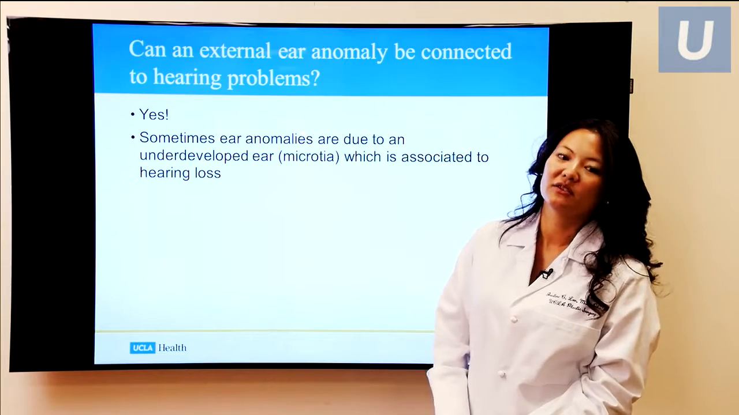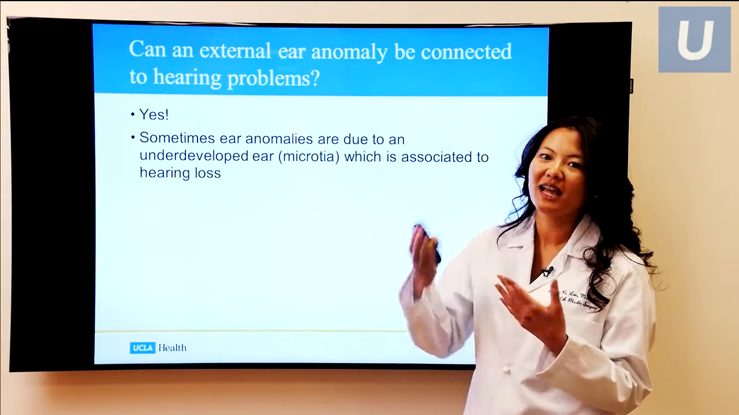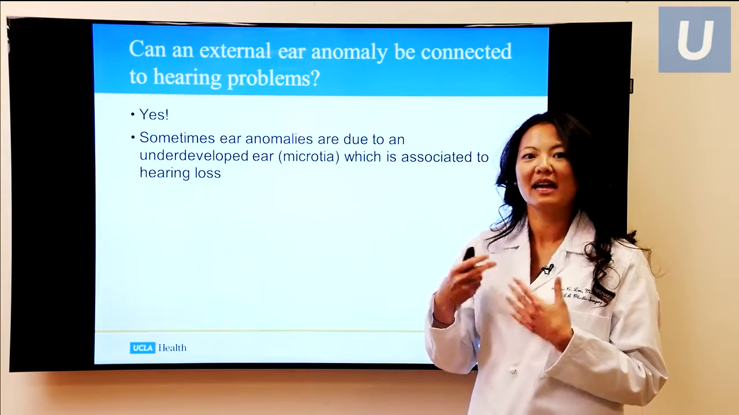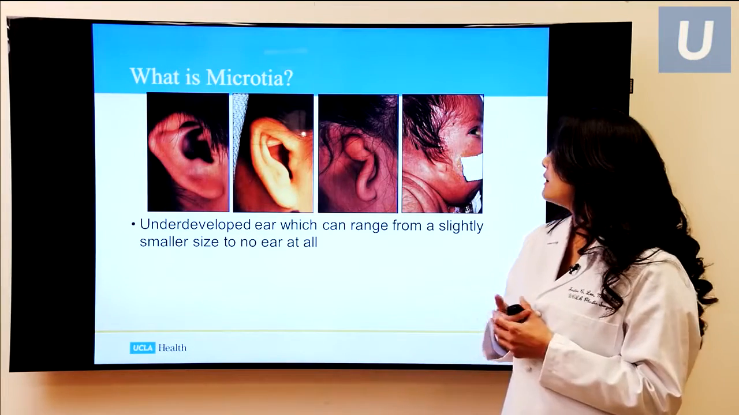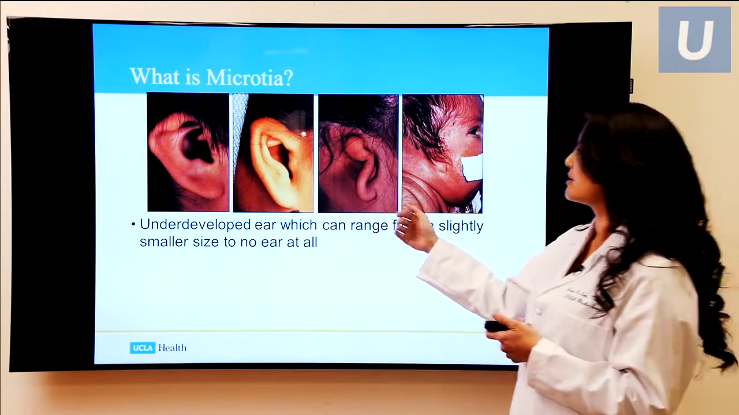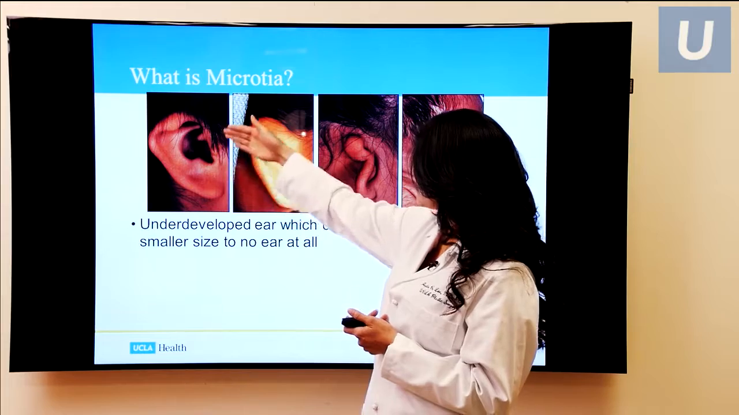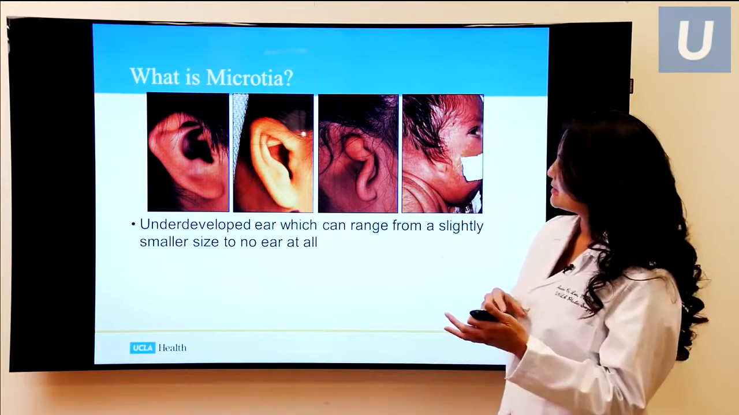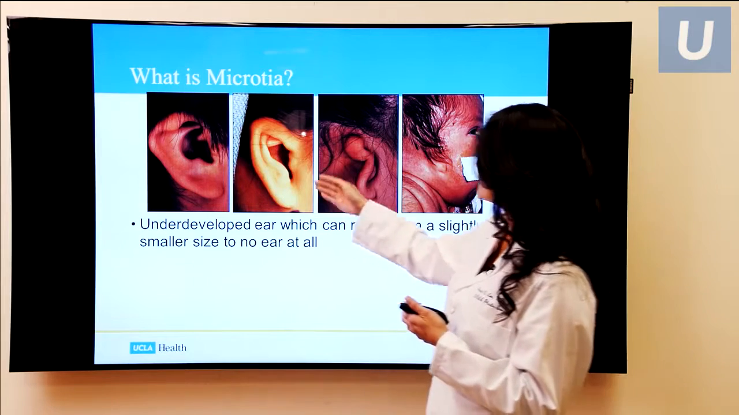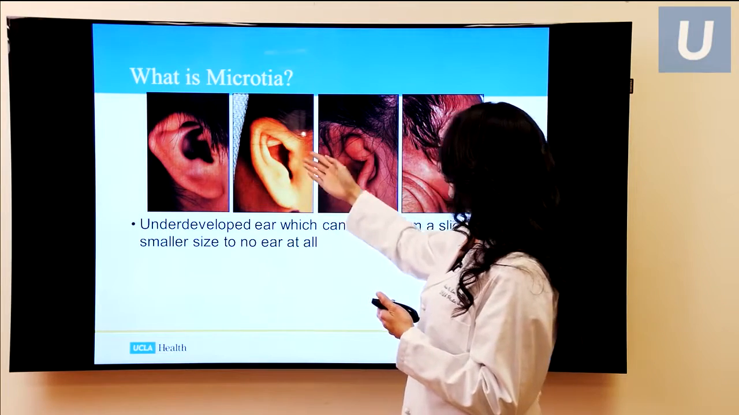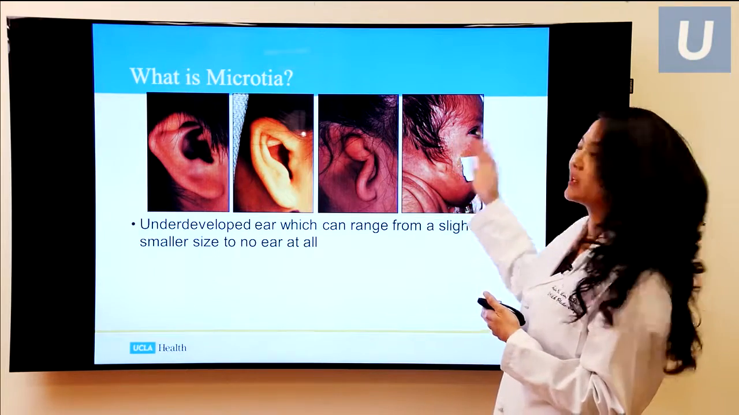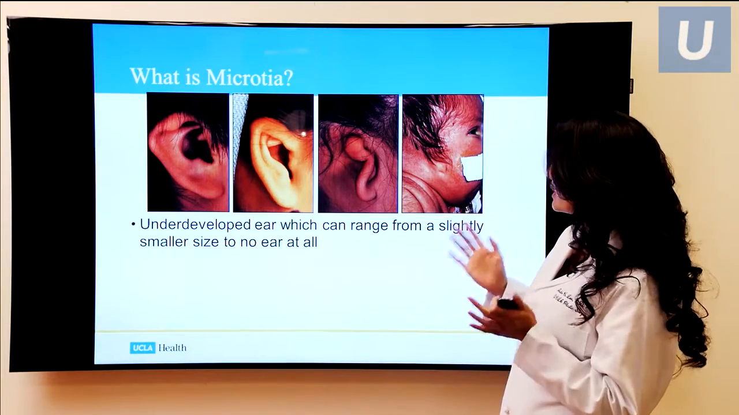And this is usually associated with hearing loss because it's not just the outside ear that's affected, but also the inside ear, also the lack of an ear canal. So what is microtia? Well, it looks something like this. It's a real spectrum. You can have an ear that looks a little bit like this, where the size is maybe a little bit smaller than normal but looks relatively normal, to something that's smaller than normal and looks abnormal, to something that looks like a little peanut, to no ear at all. So it's really quite a spectrum.